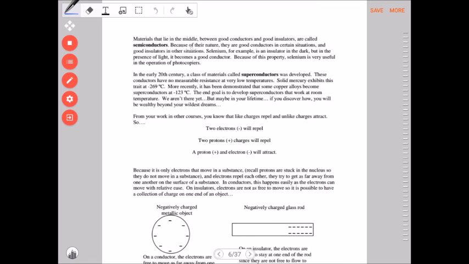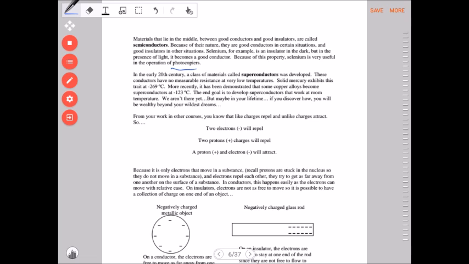So materials that lie in the middle, between good conductors and good insulators, are called semiconductors. Now, funny thing with them, because of their nature, they are good conductors in certain situations and good insulators in other situations. Selenium, for example, is an awesome insulator when it's in the dark, but when you shine light on it, it becomes a really good conductor. Now, because of this, selenium is very useful in the operation of photocopiers.